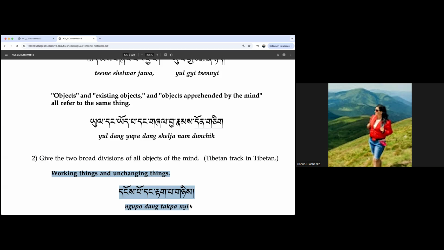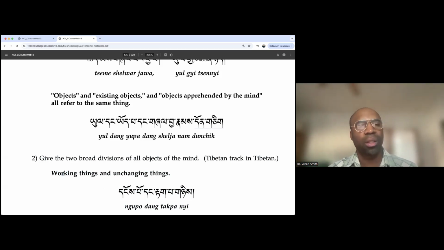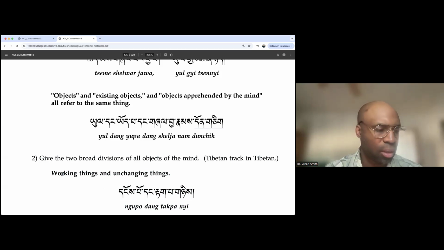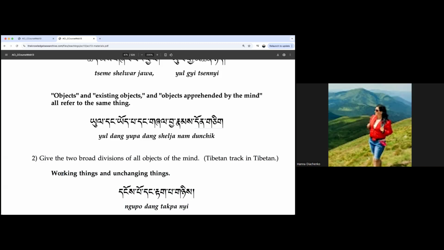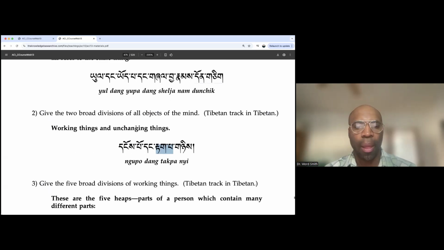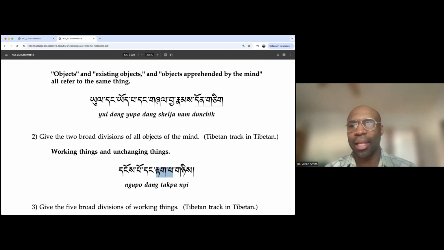Working things and unchanging things. Working. That's better. The two are ngupo, working things, and takpa, unchanging stuff. Okay, good job, Hannah.